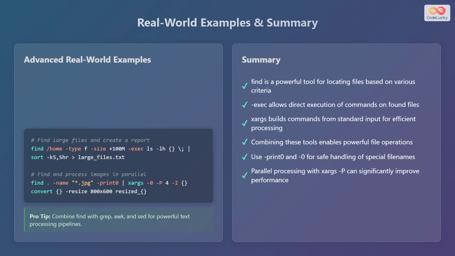To summarize, the find command is a powerful tool for locating files based on various criteria. The exec option allows direct execution of commands on found files. The xargs command builds commands from standard input for efficient processing. Combining these tools enables powerful file operations. Use -print0 and -0 for safe handling of special file names, and parallel processing with xargs -P can significantly improve performance.